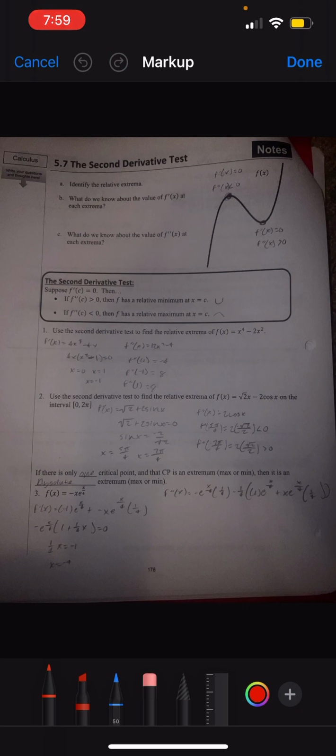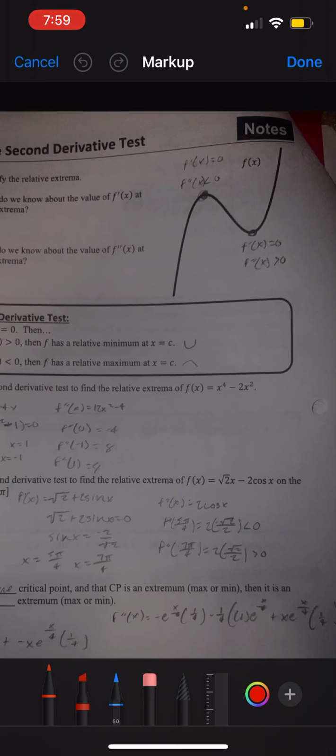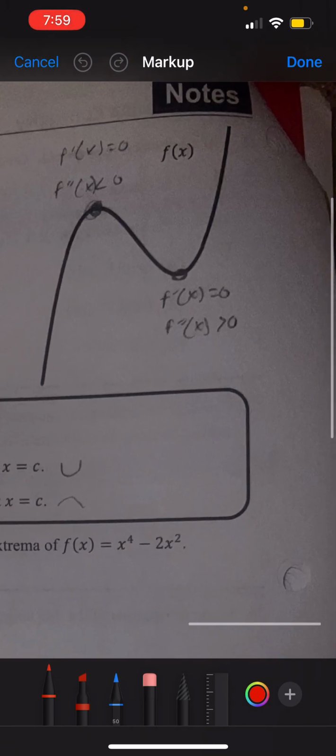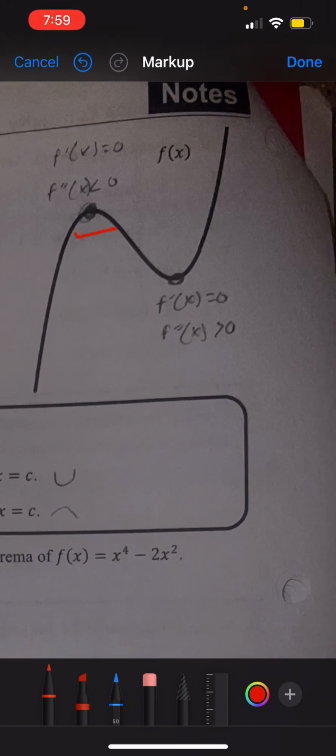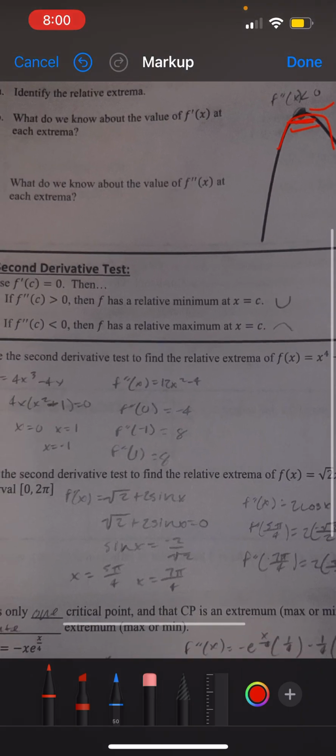So 5.7, the second derivative test. First, identify relative extremes. On this part, we have this point and this point. This is a relative max, and this is a relative min. f prime of x is equal to 0, but f double prime of x is negative, less than 0. It's concave down. f prime of x equals 0, f double prime of x is positive. It's concave up.